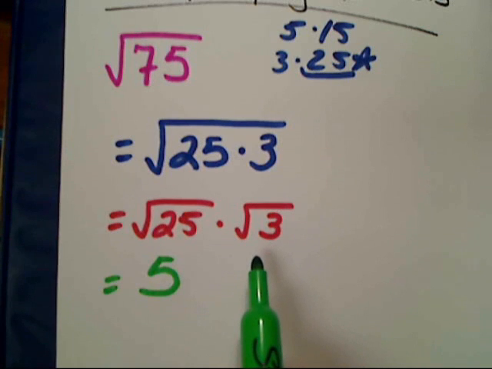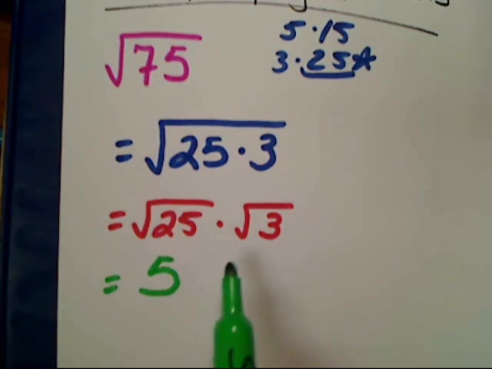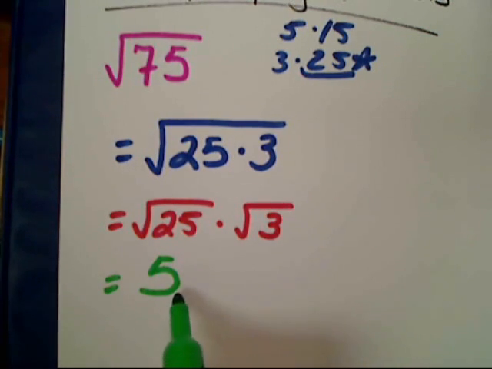Is there some number times itself that gives me 3? No. To get 3, I have 1 times 3. That's it for integers. No ugly numbers. So I can't do anything with that. But it's still there. It's part of my problem. So it comes down.